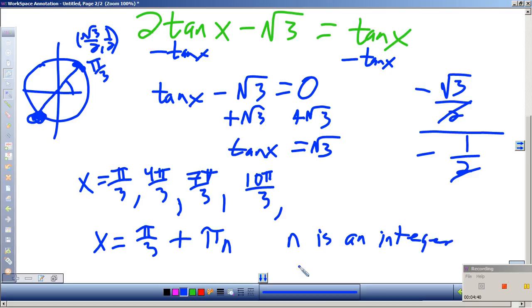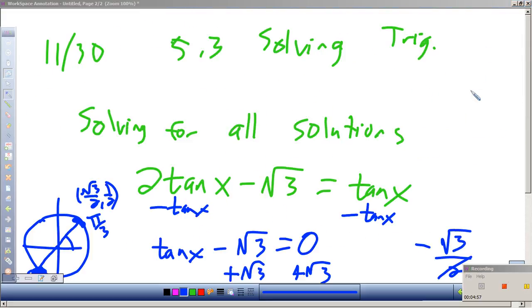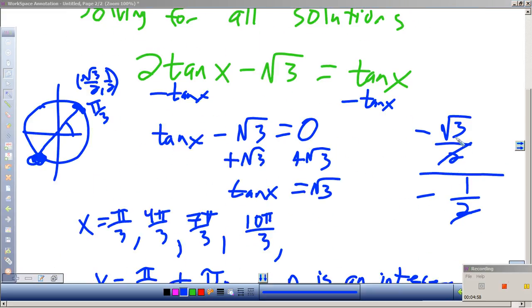Tangent is y over x. Would you have, that was 5 or 6? No, this one is pi over 3. So the one I put up there was pi over 3. Which would give us a different answer.